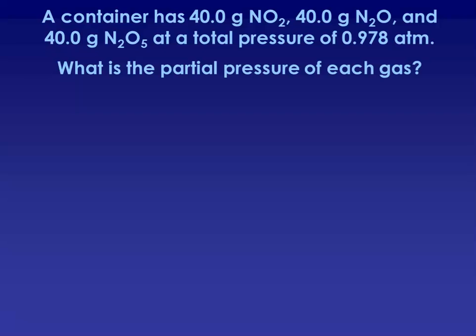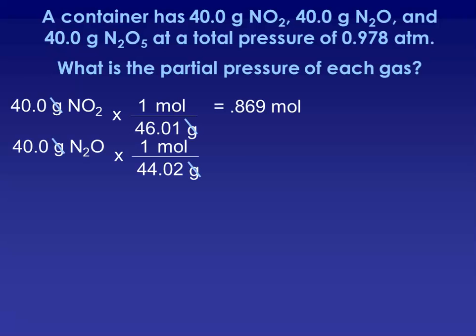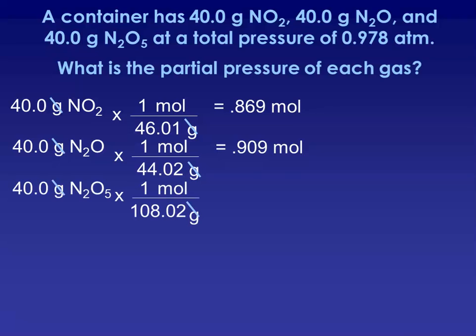Remember that relationship between moles and pressure. And so if I take each of these grams and convert them to moles using the respective molar masses, and I add those moles together, I get my total moles. And now that I know the moles of each individual gas, I can see what fraction of that total each one is contributing. And if I know what the total pressure is, once I know what that relationship is between NO2 and the rest of the gases, as well as N2O and N2O5, I should be able to determine what the partial pressure is of each of these individual gases.